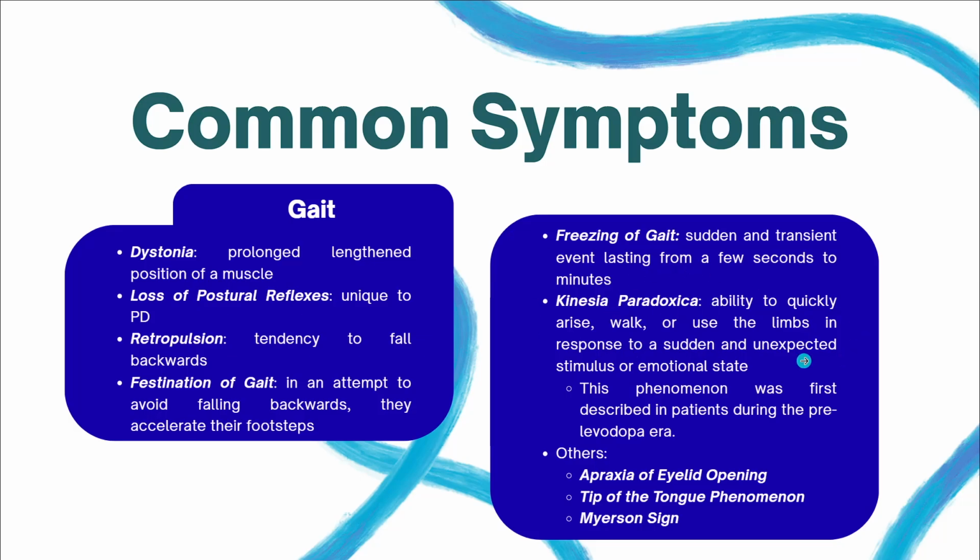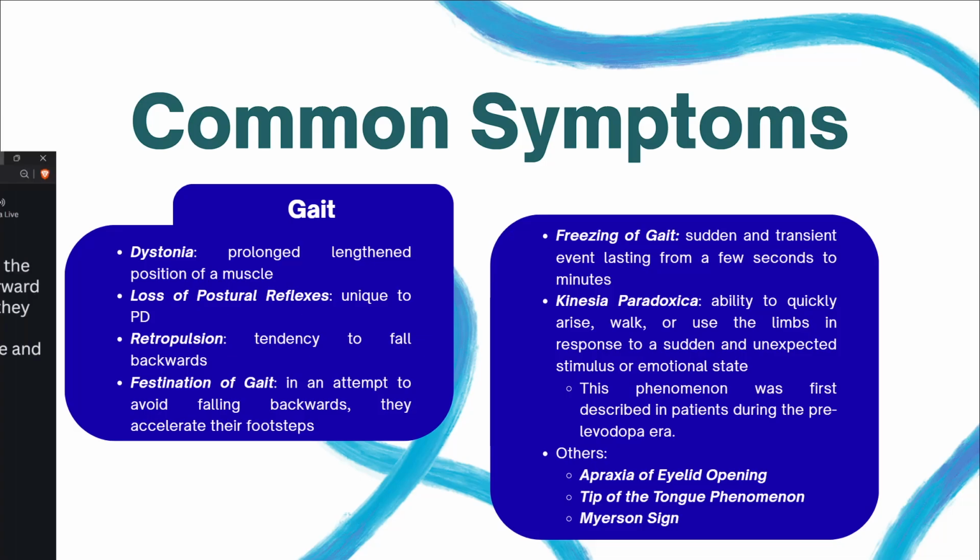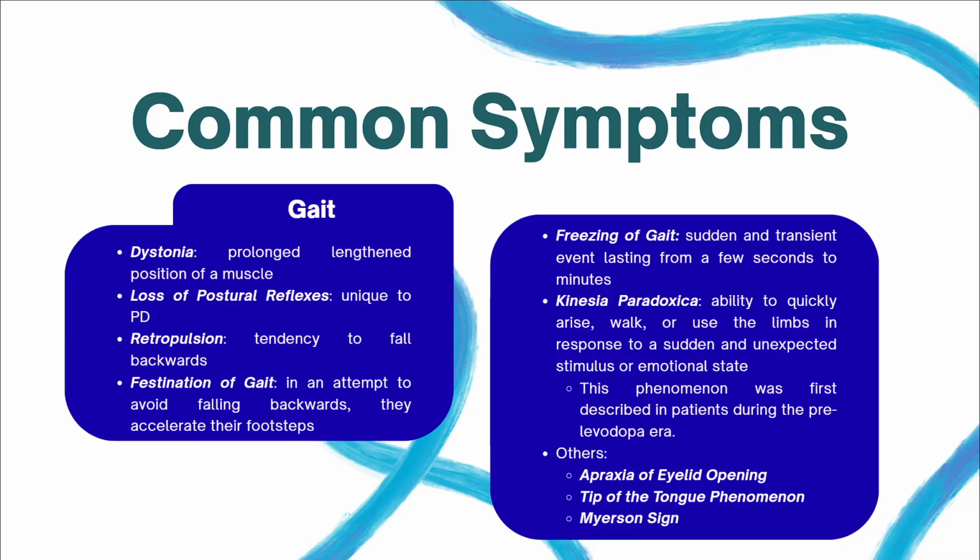That's one. And we also have other signs: apraxia of eyelid opening, meaning it's slow to open, they have a hard time opening it; tip of the tongue phenomenon, they're trying to say something, but they can't quite remember it, or they can't say it out loud. And we also have the Myerson sign. Oops, sorry about that.